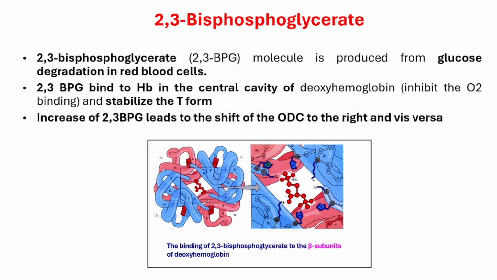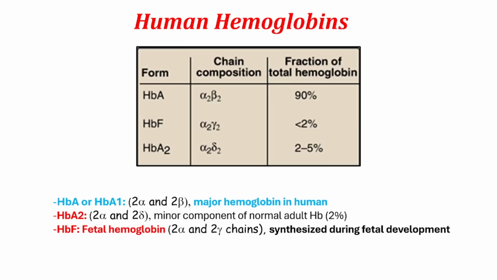So at this time, what will I have in terms of ODC, shift to the right or shift to the left? Shift to the right, because I really need a lot of oxygen to remove this BPG and take its place. You understand? Okay, so that's why I'm going to have a shift of the ODC to the right in order to remove this 2,3-BPG and replace it with oxygen.